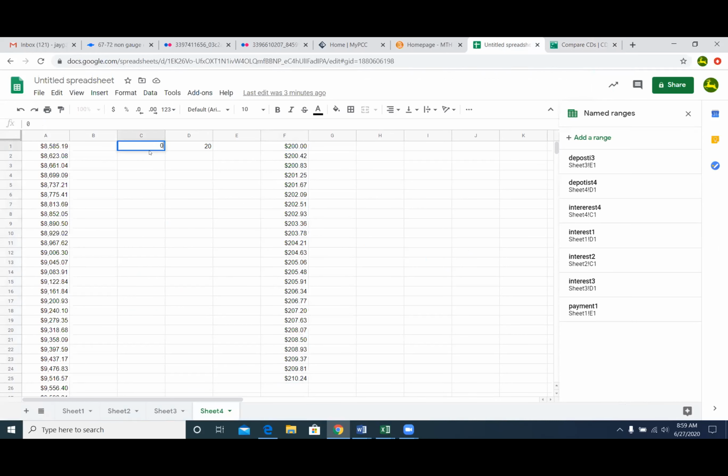So their actual savings account rate is not, by the way, this is 1%. That's 1%. They're not paying 1%. That's nothing, Jay. 0.001. That's 0.1%. That's not what they're paying. That's 0.01%. That's the interest rate that they are paying on their savings account.